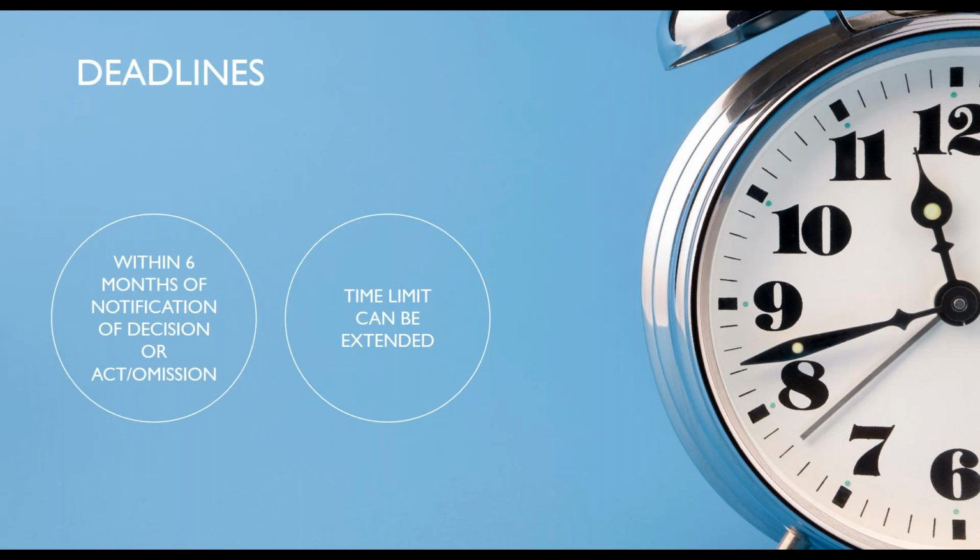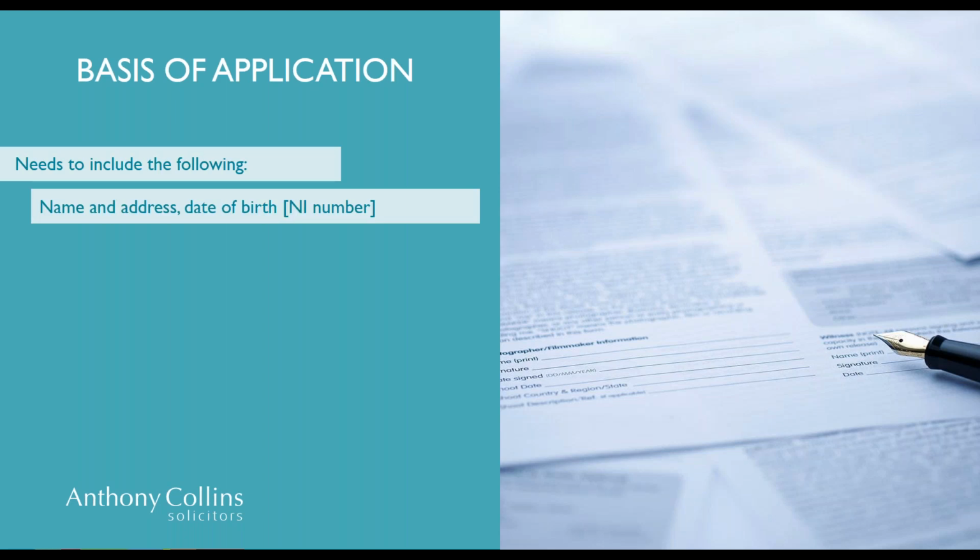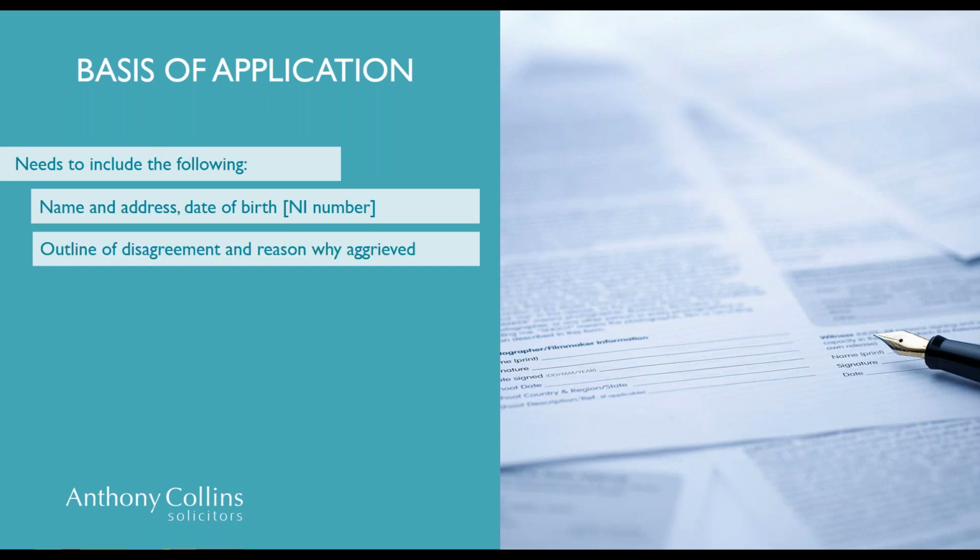So let's say someone is making an application for their complaint to be heard. What do they need to provide? Well, it's fairly straightforward. They need to provide their name, their address, their date of birth. If they're not a member, then they also need to provide their national insurance number. They need to set out basically why they disagree with the decision or the reason why they're aggrieved.